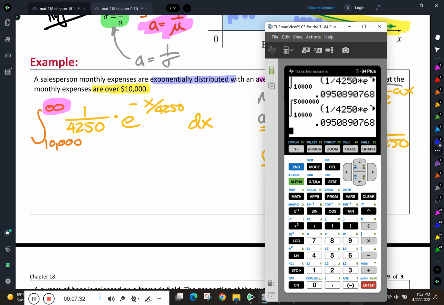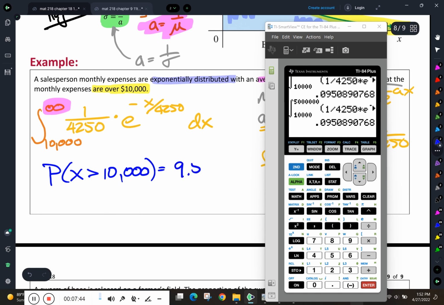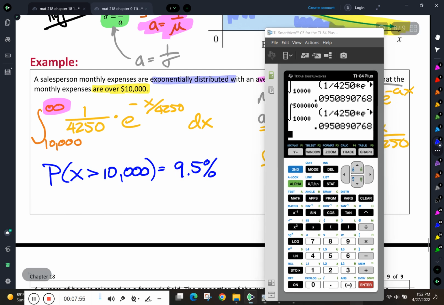And so then we find that the probability that the random variable is more than 10,000, or that they will have monthly expenses over 10,000, is approximately 9.5%. And then, of course, round wherever they would tell me to round it. That wasn't too bad. In fact, I kind of liked it.